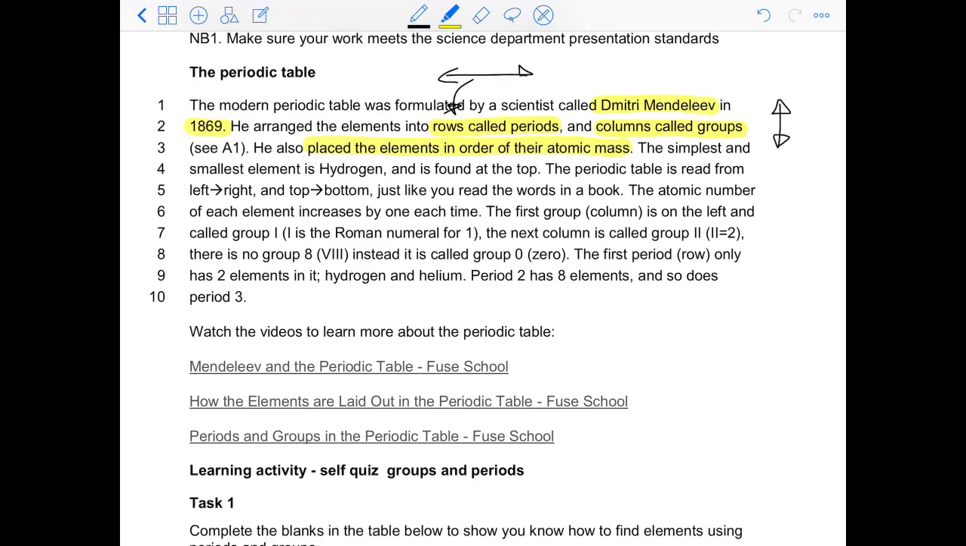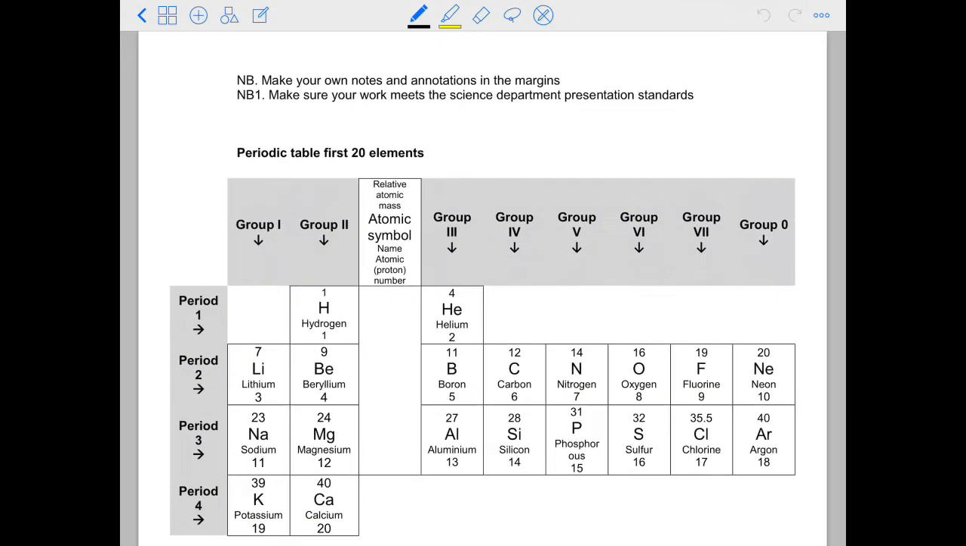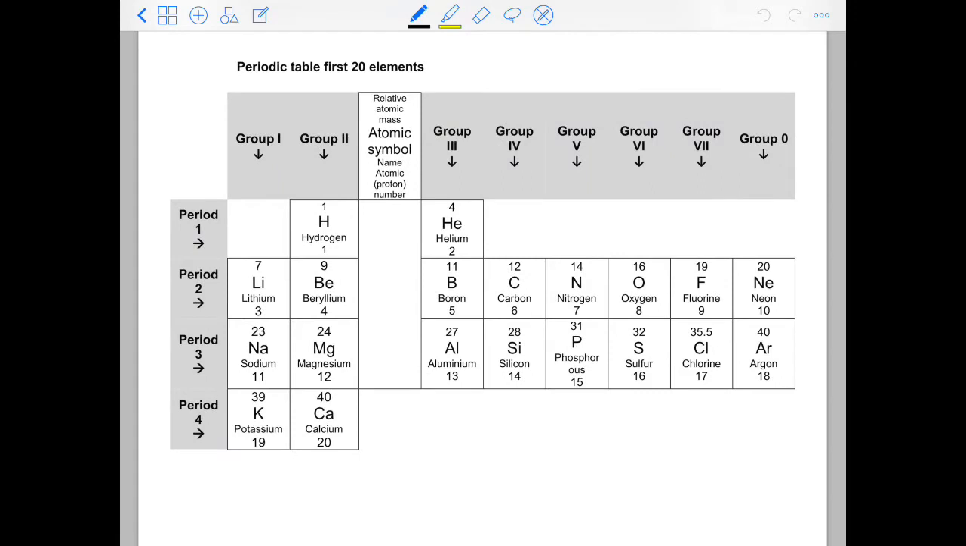All right, and just like we read a page, starting from the top left and going across, that's the same way we read the periodic table, from left to right, and then top to bottom. So if I go back to, here is a simplified version of the periodic table. This is just the first 20 elements that you need to know.